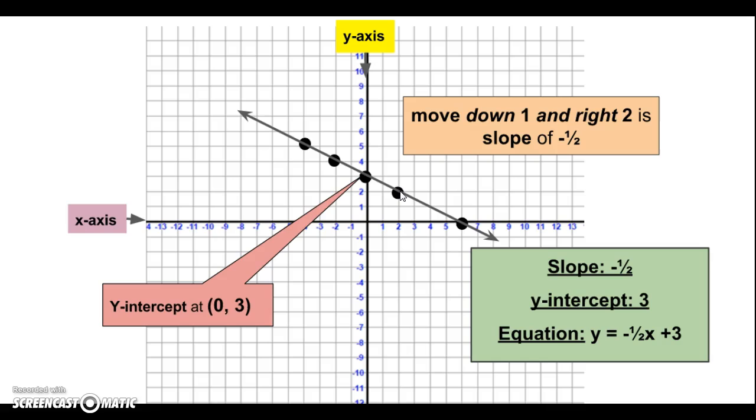So we can put it together. Our slope is -1/2. Our y-intercept is 3. And the equation of that line is y equals -1/2 x plus 3.